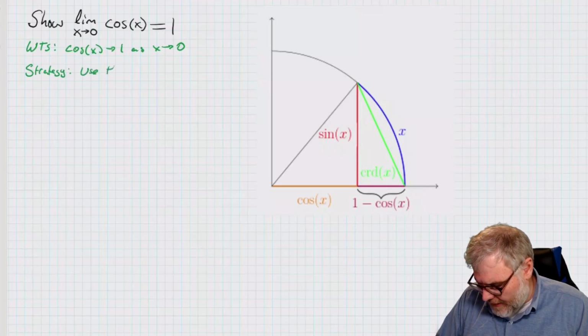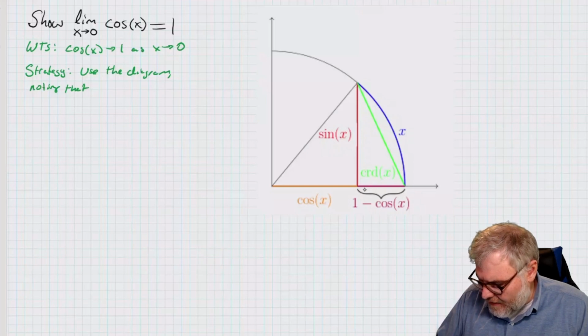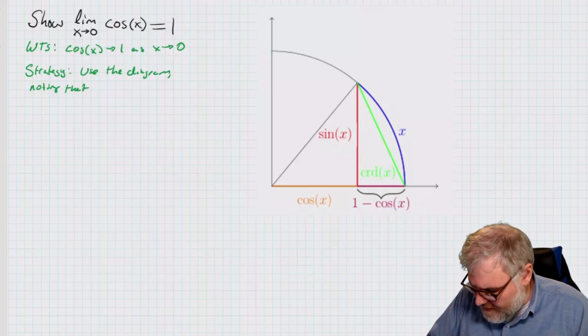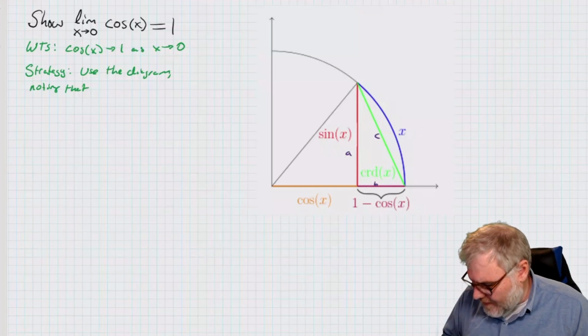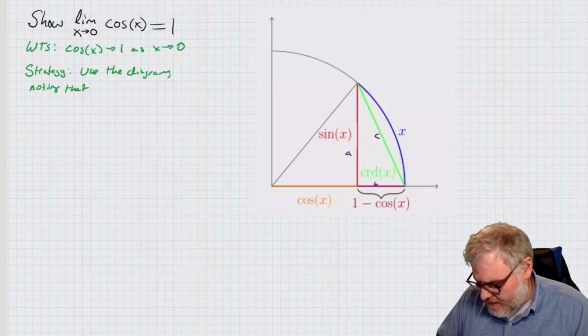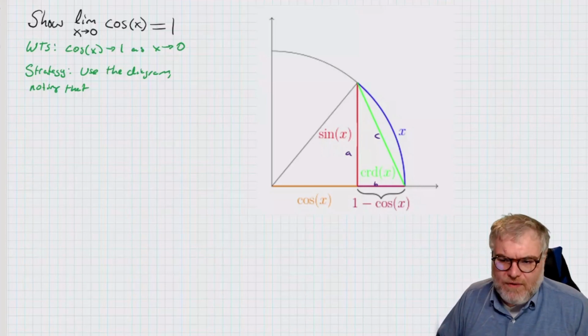Use the diagram, noting that this triangle formed by the sine, the cosine, 1 minus the cosine, and the chord is a right triangle. Let's label the sides A, B, and C. C is the chord, A is the sine of x, and B is 1 minus cosine of x. So what we want to say is that this forms a right triangle.